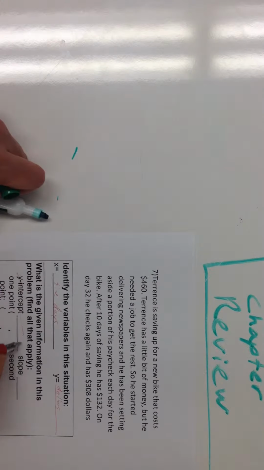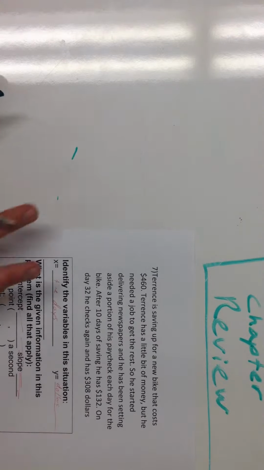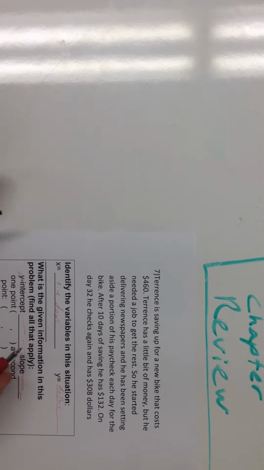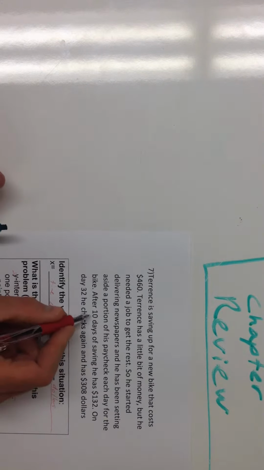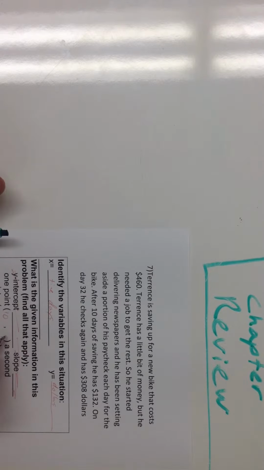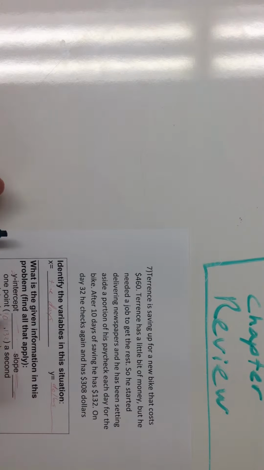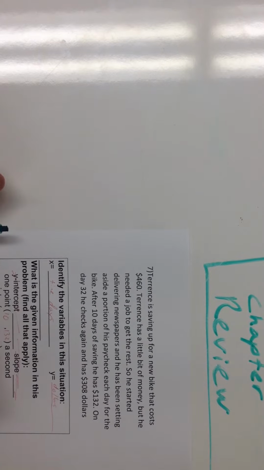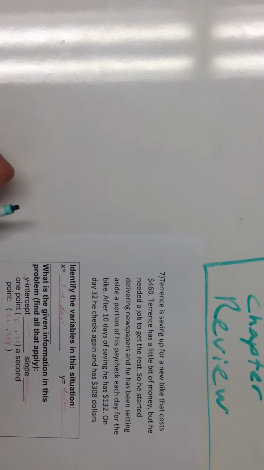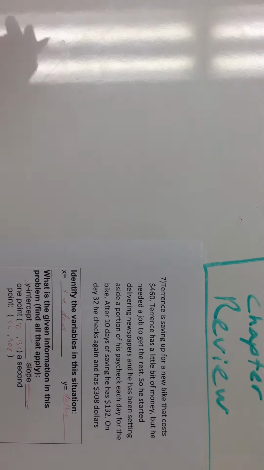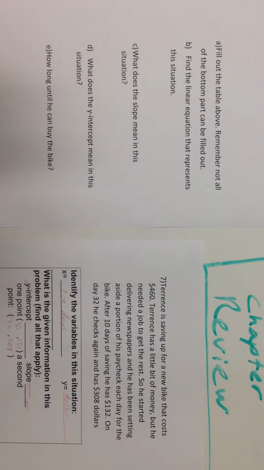So we don't have a y-intercept and we don't have a slope, but that's okay because we don't need to fill out all this information. We just need to find all that applies. Like I said, after 10 days, he has $132, and after 32 days, he has $308. So that's more than enough information to solve everything we need. Now we're just trying to find an equation of that line. These are the questions we needed to answer right here. We need to find the equation of the line that represents this.